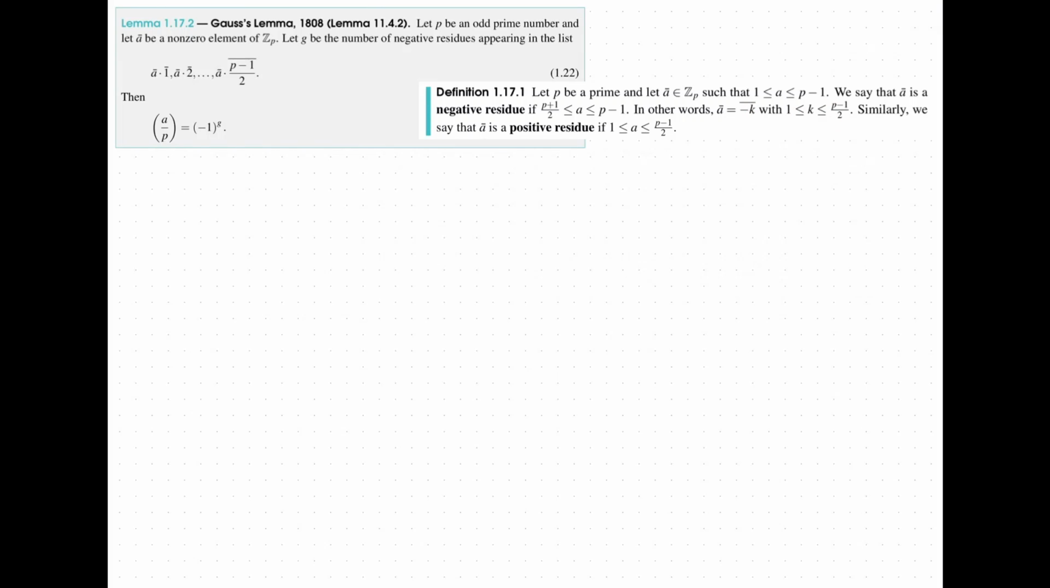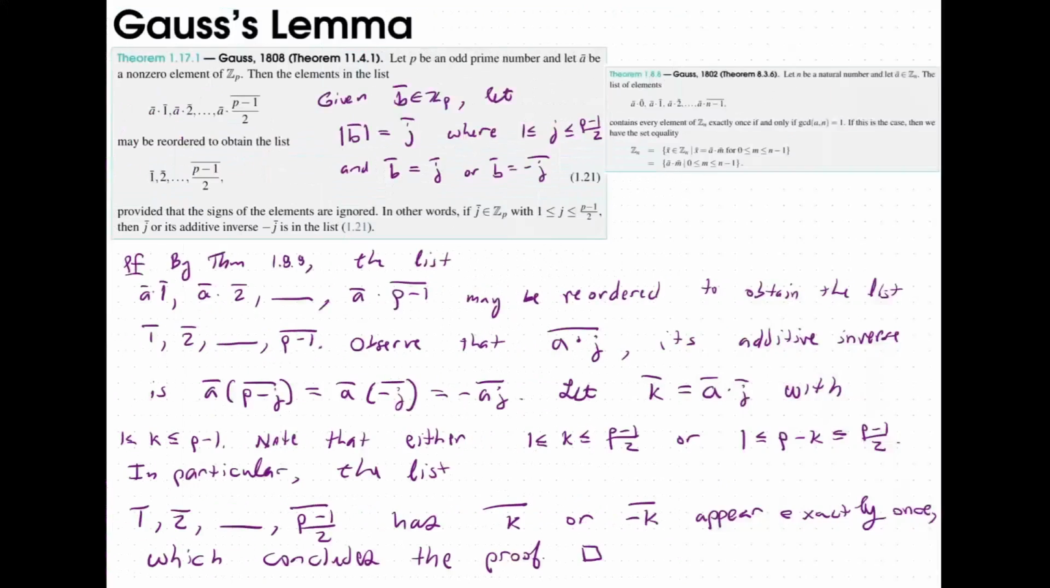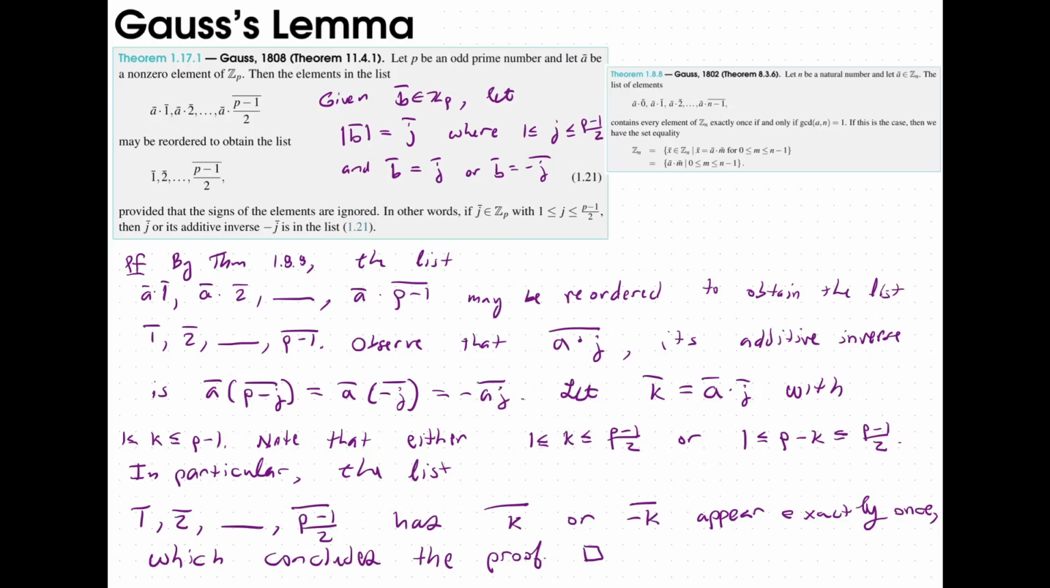And similarly, we say that a bar is a positive residue if a is between 1 and (p minus 1)/2. So let's compare with what we have over here. If b bar is equal to j bar, where j is between 1 and (p minus 1)/2, then we say that it's a positive residue. And if we have that b bar is equal to negative j bar, where j is also between 1 and (p minus 1)/2, then we say that b is a negative residue.